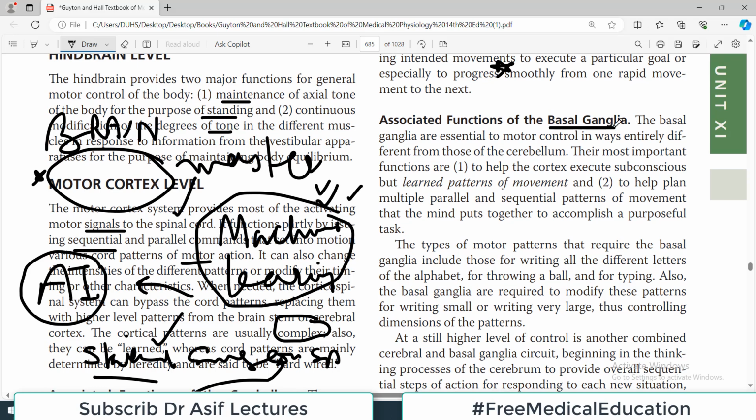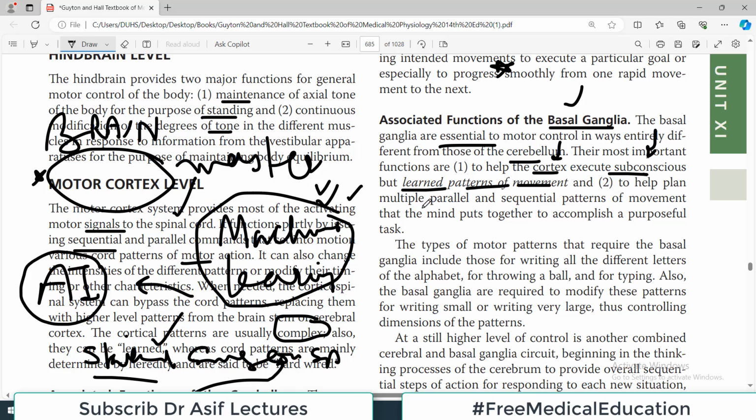Associated functions of the basal ganglia. The basal ganglia are essential to motor control in ways entirely different from those of the cerebellum. Obviously, totally different, their mechanics are different. Their most important functions are to help the cortex execute subconscious, learned patterns of movements. So they are operated at the subconscious level. You are not consciously thinking about it, but you have learned it over a period of time. We say, when he is batting, playing a cover drive shot, that is a reflex that person has built. So this is where the basal ganglia are coordinating with the cerebral cortex.